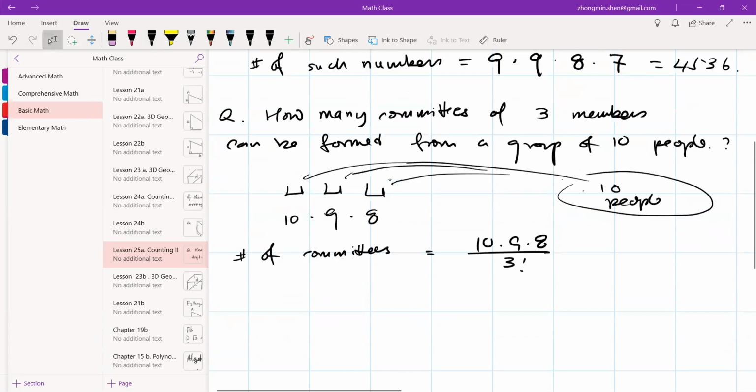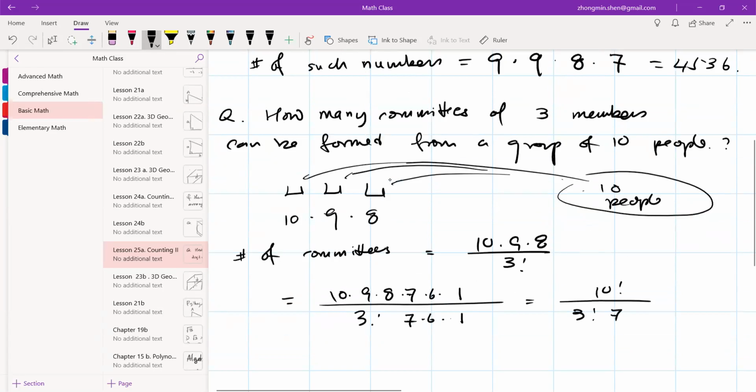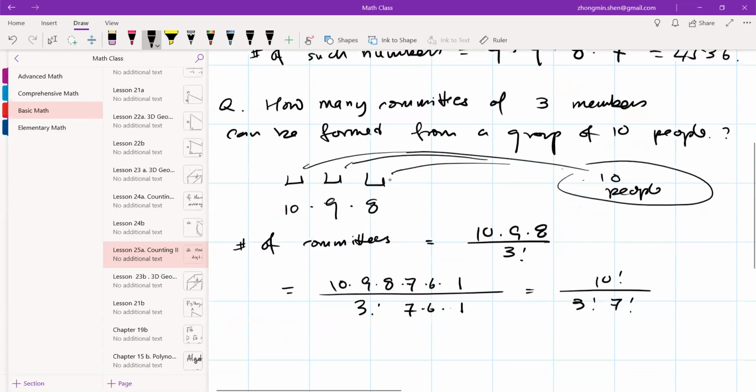Now, this one can also be 9 times 8, 7, all the way to 1. Then you divide by 7 times 6, all the way to 1. So the numerator is going to be 10 factorial, denominator will be 3 factorial times 7 factorial. This is where the formula comes from. But originally it was just 10 times 9 times 8 divided by 3 factorial, right?